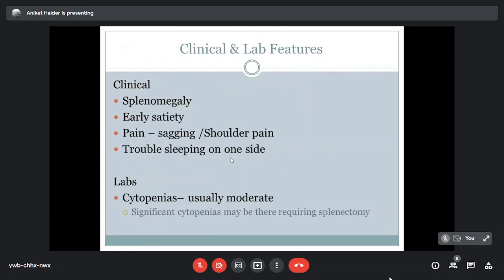The clinical and lab features. The clinical features will be splenomegaly. There will be early satiety, sagging pain, and there will be shoulder pain due to irritation of the phrenic nerves. And the laboratory features, on the hematology aspect, there will be cytopenias. The cytopenias are usually moderate and usually compensated, but there can be significant cytopenias which may require definitive treatment, and even splenectomy may be required in certain cases.